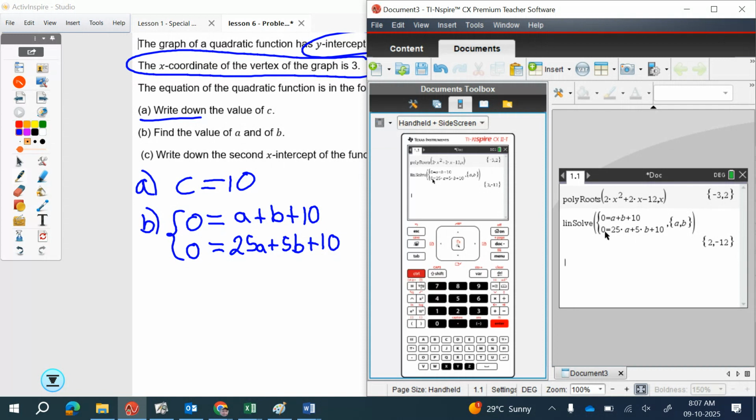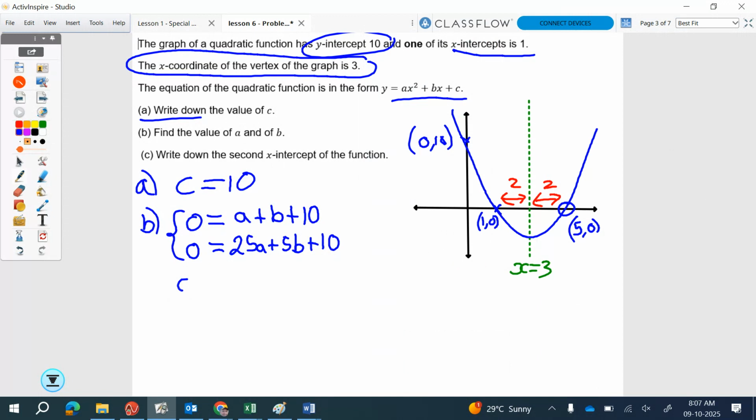So notice here, inside this bracket, it says A comma B. So A is 2, B is negative 12, and we expected A to be positive as well. So the value of A is 2, and B is negative 12. And then in C, we're asked to write down the second x-intercept, and that is at 5. So I'll just say x equals 5.